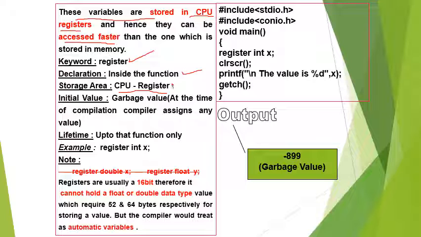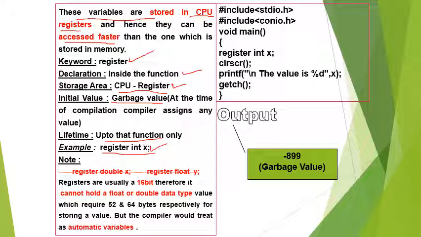The storage area, as we have told, is the CPU register. The initial value will be a garbage value. That means at the time of compilation, the compiler will assign some value. Then the lifetime will be inside the function only. It will reside inside the function only, and the scope will also be inside that function only. So you can see how it is declared: register int x. You can declare a register variable with the keyword register, as in register int x.